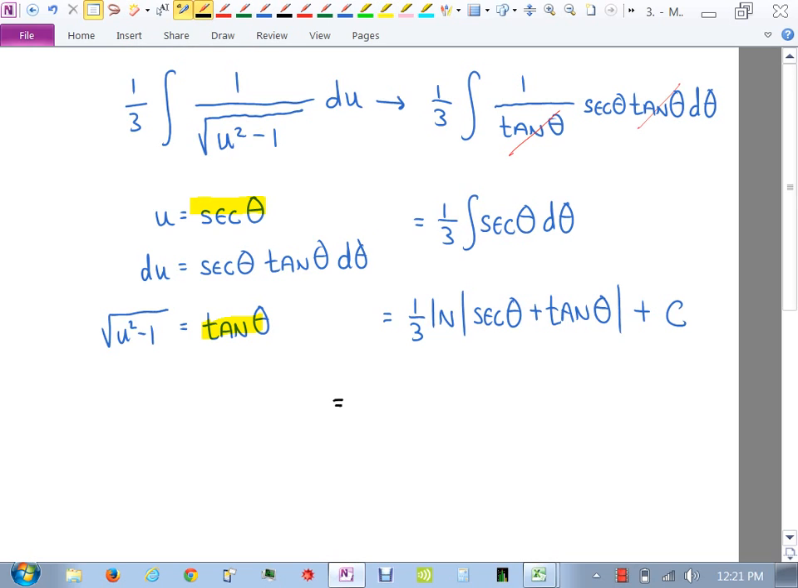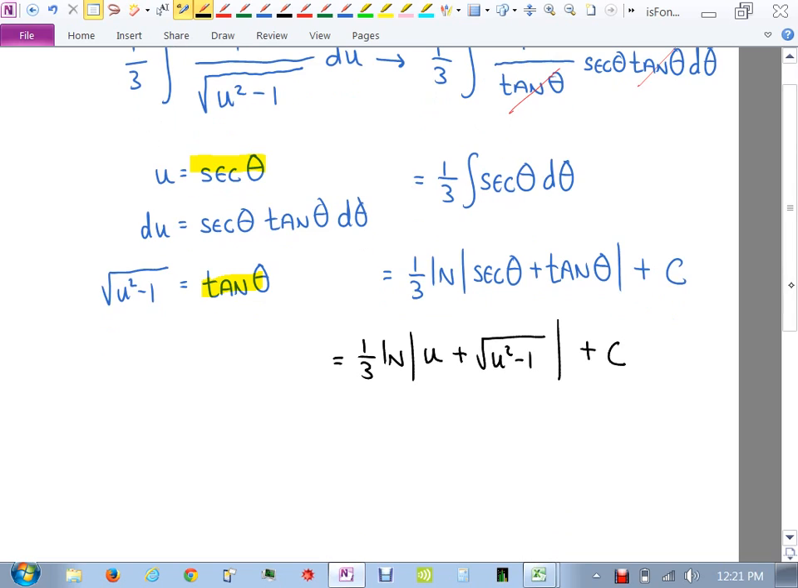So here's where we go. We are at 1/3 natural log. Secant theta by definition is u, plus tangent theta, which is square root of u squared minus 1, plus c. Now replace u with whatever u is. It's x plus 1/3, plus over here square root of x plus 1/3 squared, minus 1, plus c.